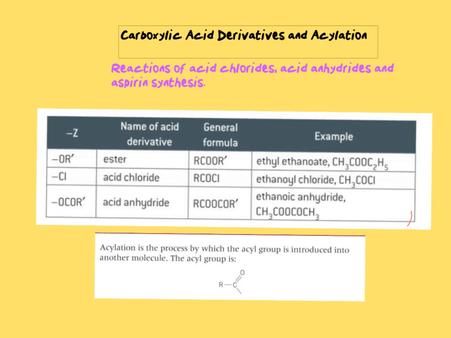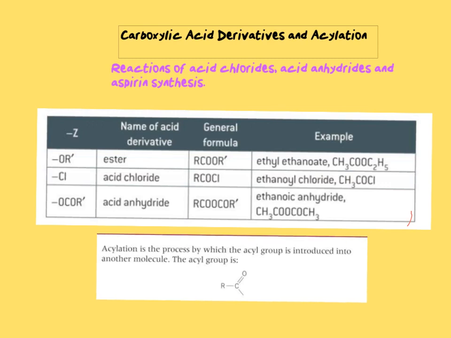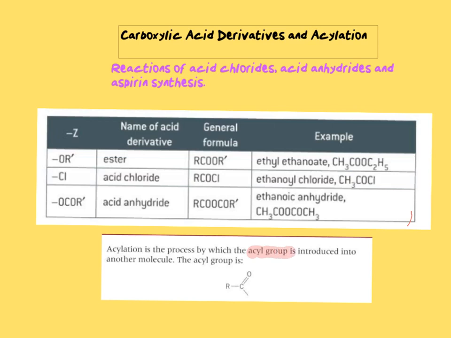So we're going to look at the process of acylation, and the definition of acylation here is the process by which the acyl group is introduced into another molecule, and this is the general formula of an acyl group. So you can see that carboxylic acid derivatives all contain the acyl group.